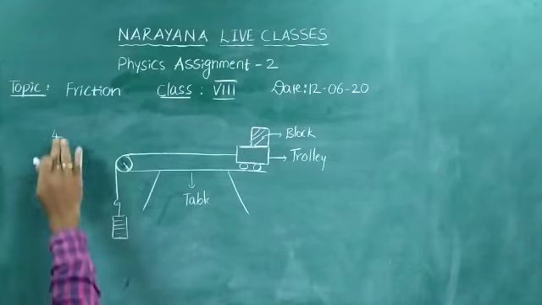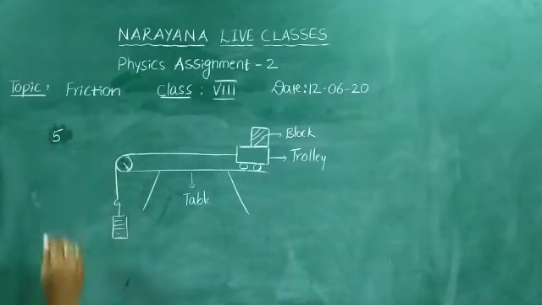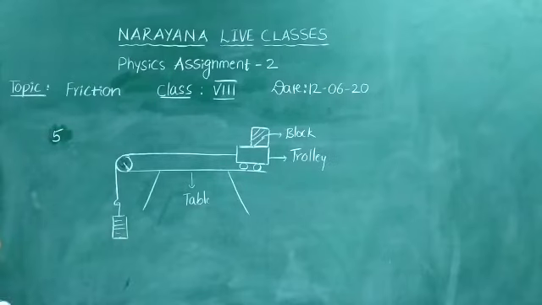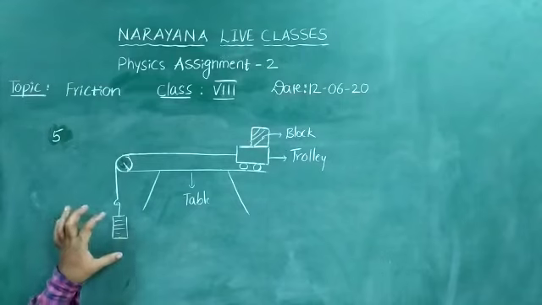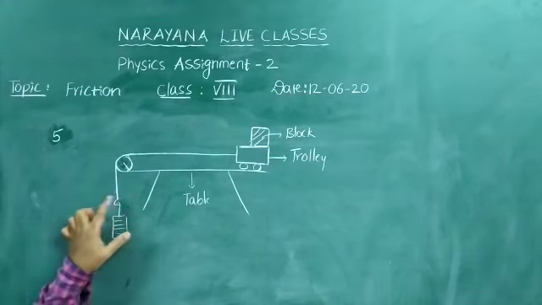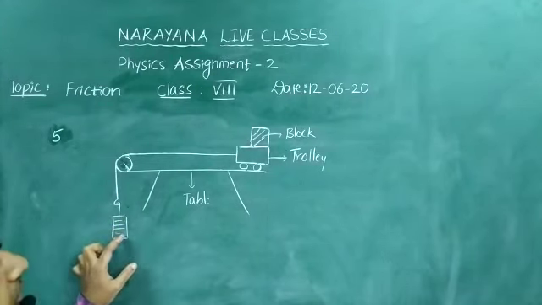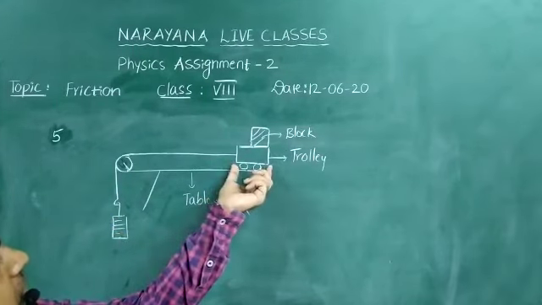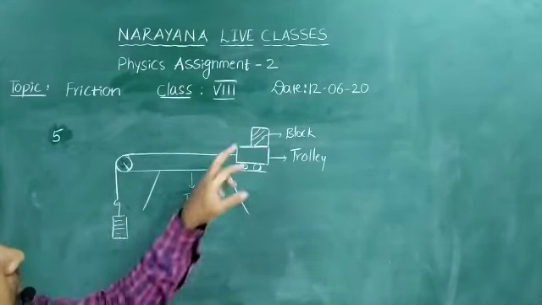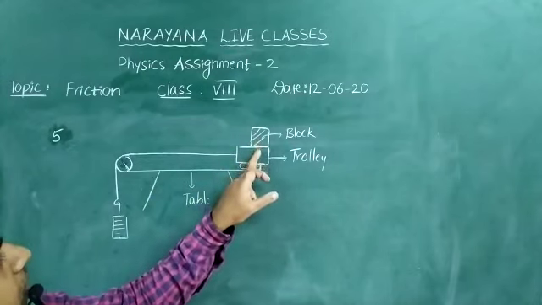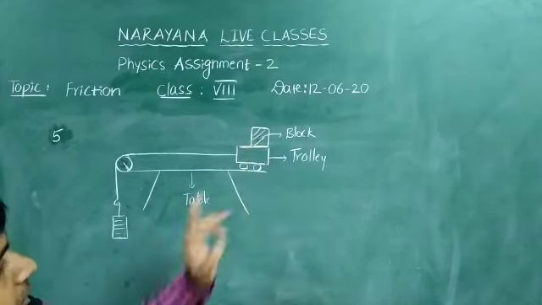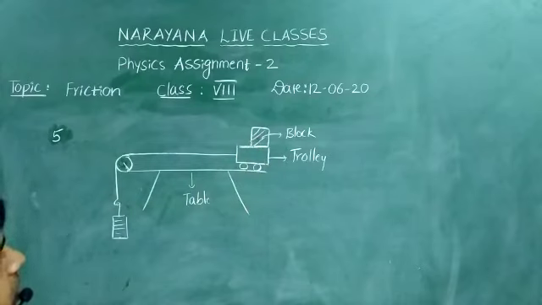The fifth question asks how we can experimentally understand the nature of friction and the concept of static friction. Explain with an activity. Look here carefully. Initially there are no weights here. When there are no weights, the trolley is at rest and the block is also at rest. In this case, there is no friction acting between the block and trolley even though they are in contact.